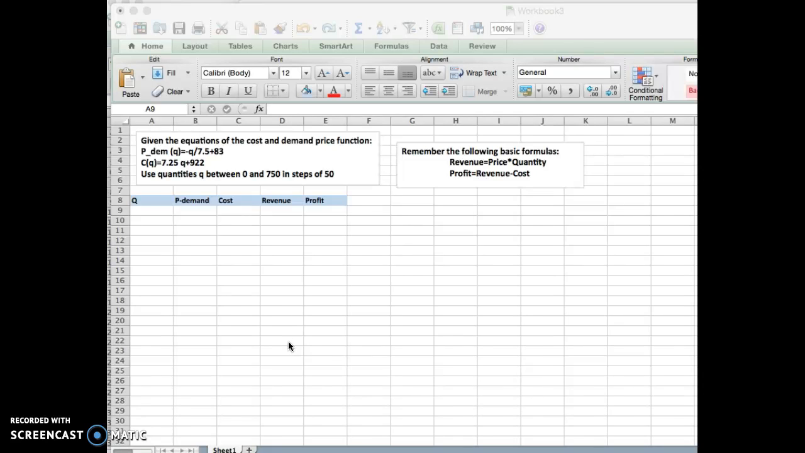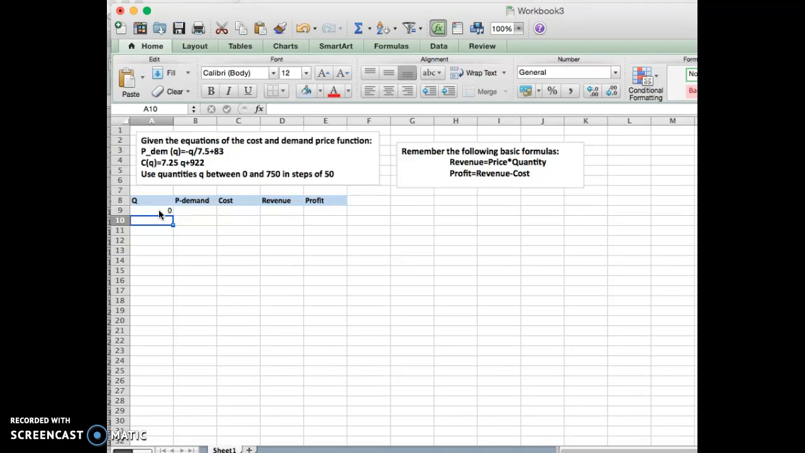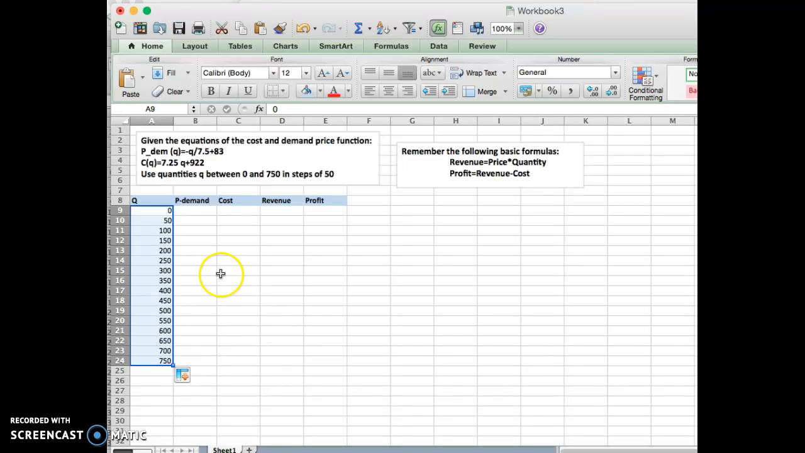So we're asked here to use quantities Q between 0 and 750 in steps of 50. So let's start by setting up the table there. Doing a quick fill, here we have the table up until 750. And we can start by at least filling out the price and the cost functions.